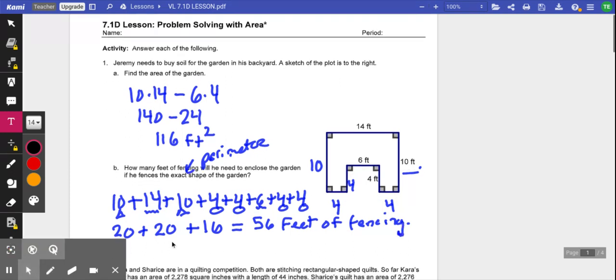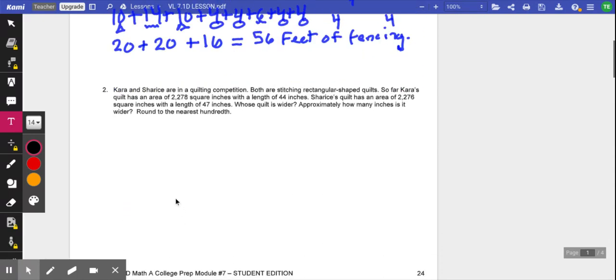All right, let's go. Kara and Charisse are in a quilting competition. Both are stitching rectangular shaped quilts. So far, Kara's quilt has an area of 2,278 square inches with a length of 44. Charisse's quilt has an area of 2,276 square inches with a length of 47. Whose quilt is wider? Approximately how many inches is it wider? Round to the nearest hundredth.